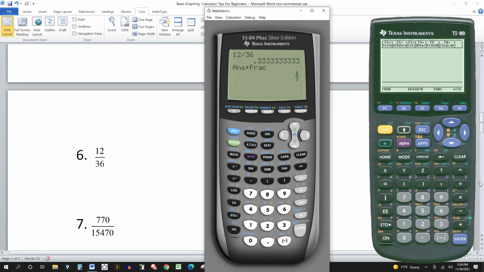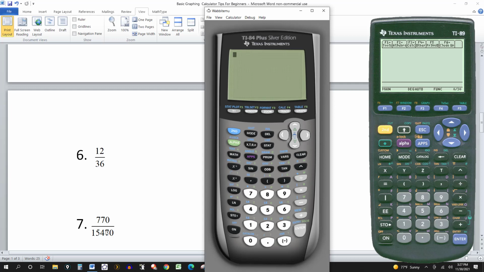Okay, for example, let me do it over here. On this one, notice if I just enter the 12 divided by 36 and hit enter, the calculator simplifies it. It doesn't convert it to a decimal. It gives you an exact answer for that representation. In other words, it reduces it for you. The other calculator will give it to you, but you have to go through more steps.